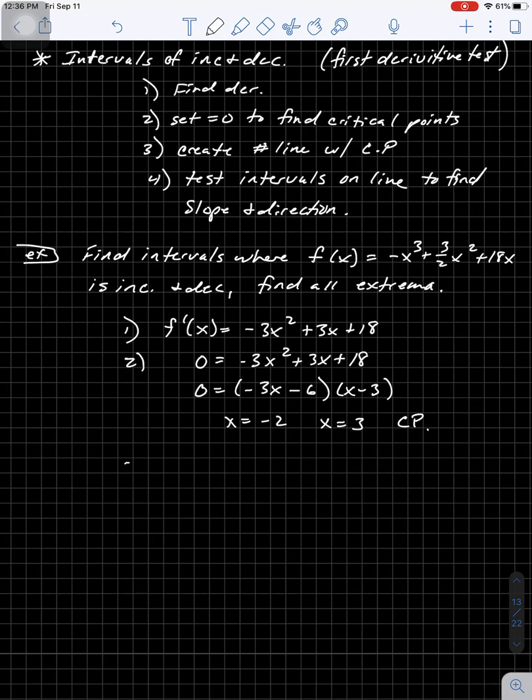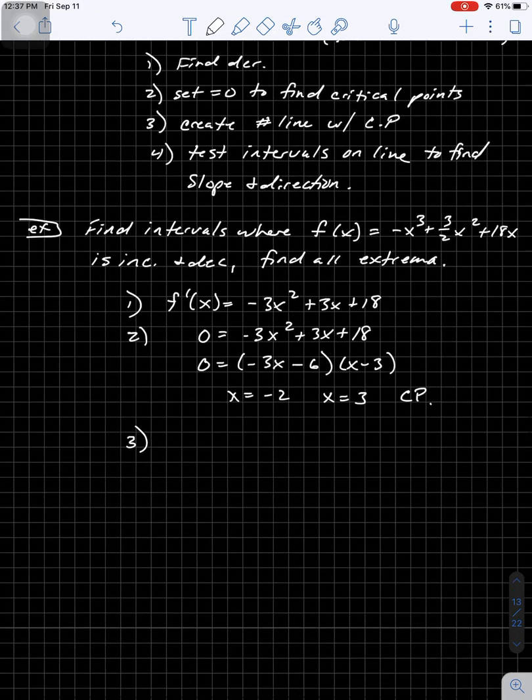Then our third step, I'm just labeling these for reference for you. I don't need to see all that in your work. I mean, you can just do it all together. That's fine. Next, we're going to create a number line. Okay. And our critical points are our markers on the number line, and what they do is they're dividing this number line into sections. So it creates 3 sections.